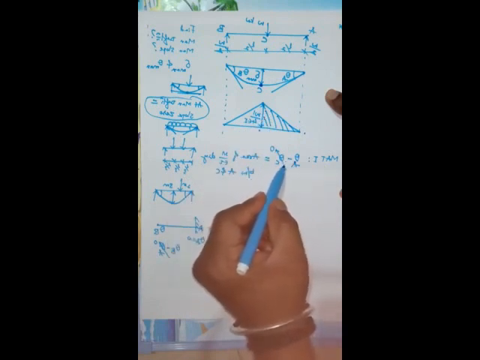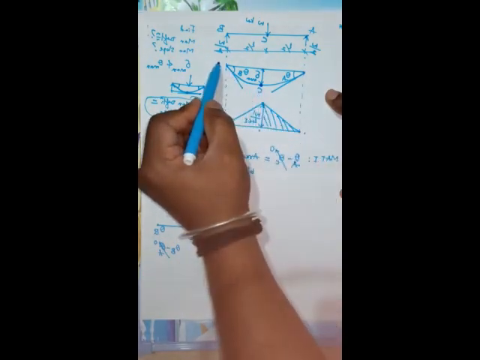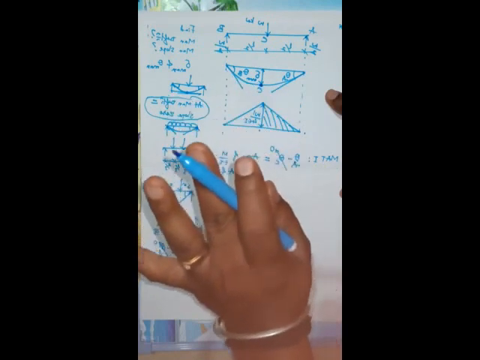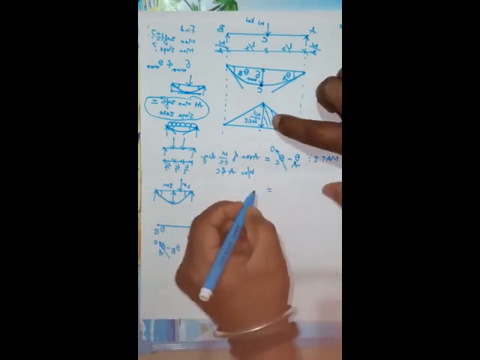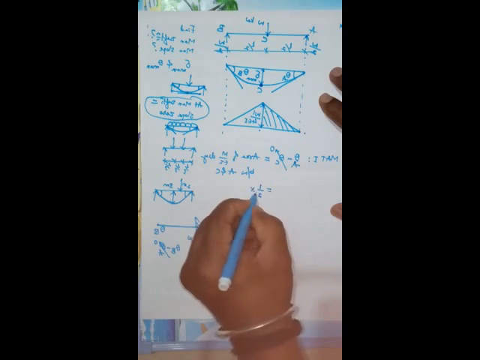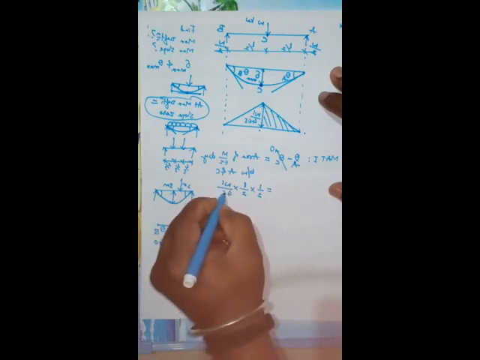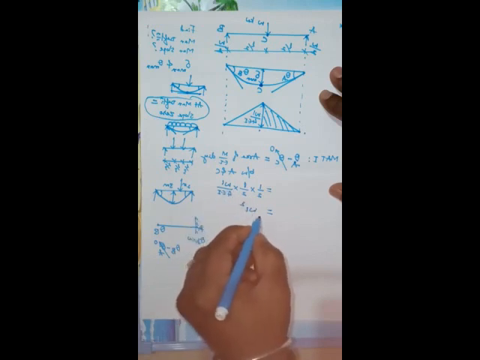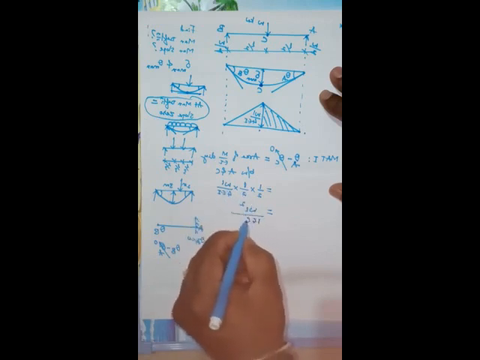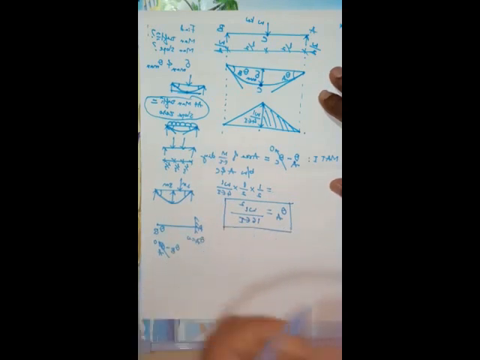The change in slope between any two points on the elastic curve. Which points am I considering? Point A and point C. Or else I can consider point B and point C. Theta A and theta B will be the same only. If I calculate any one, the other one is the same. So what is the area of this? It is a triangle, half into base, which is L by 2, into height, which is WL by 4 EI. If I simplify this, you will get WL square by 16 EI. So this is theta A. Check it. Is this okay?